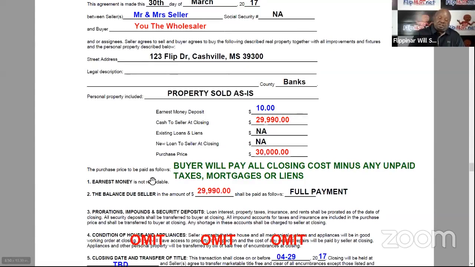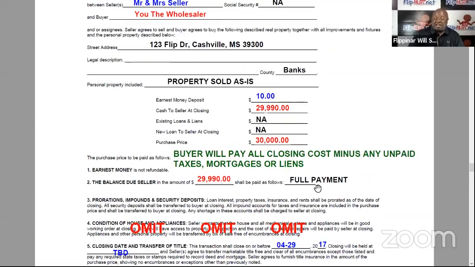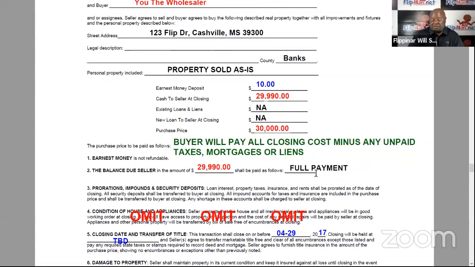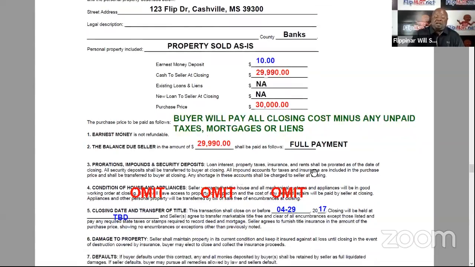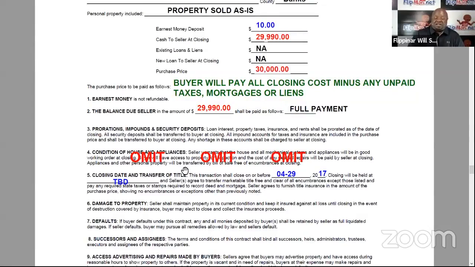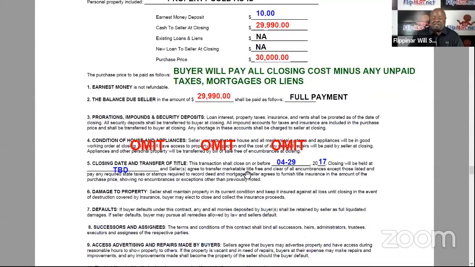All right, so it says earnest money is not refundable. Then the balance due to seller, so that's the same as here. Those numbers should always be the same. Cash to seller at closing, and then balance due to seller, the same. It should always be the same, $29,990. And then shall be paid, I say just full payment. You can put a lot of different things there, but full payment. All right, omit number 4, because basically that's saying the appliances and all that stuff will be working, but you're buying the property as is, so you omit that.